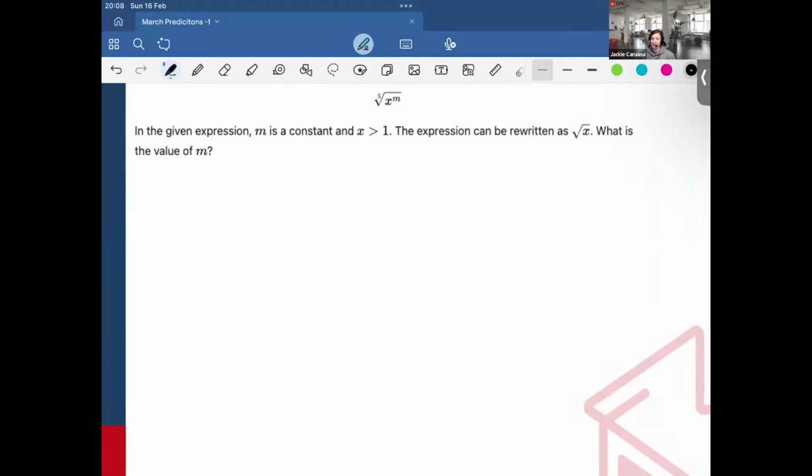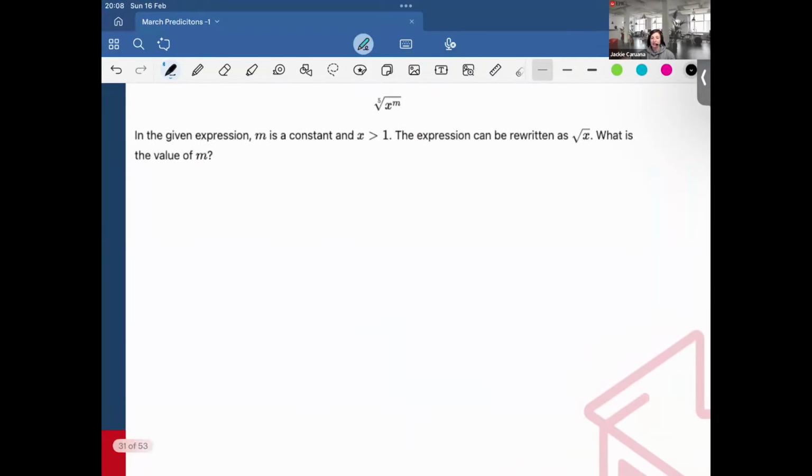Oh, exponents. Okay, so exponents, make sure you check out my video on the must-know exponents for the March SAT exam if you want to deep dive into this more, but you need to know your laws of exponents for the SAT. Okay, so for this one, in the given equation, m is a constant and x is greater than 1. The expression can be written as the square root of x. What is the value of m?